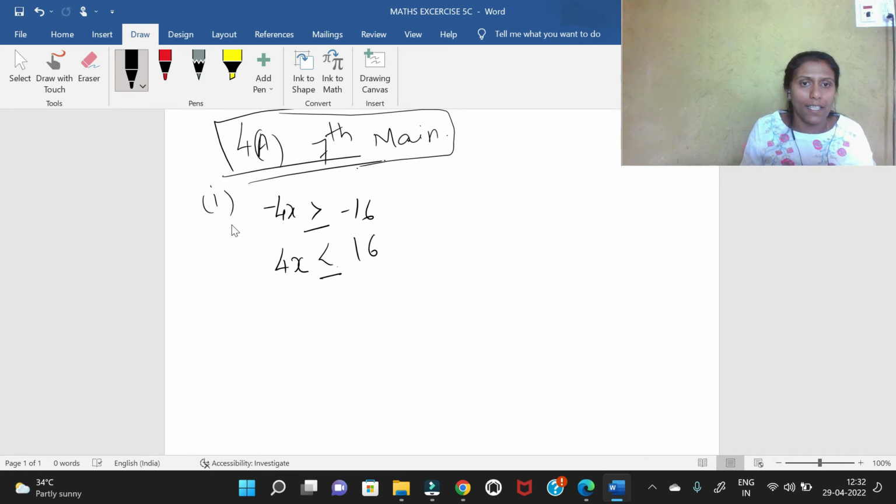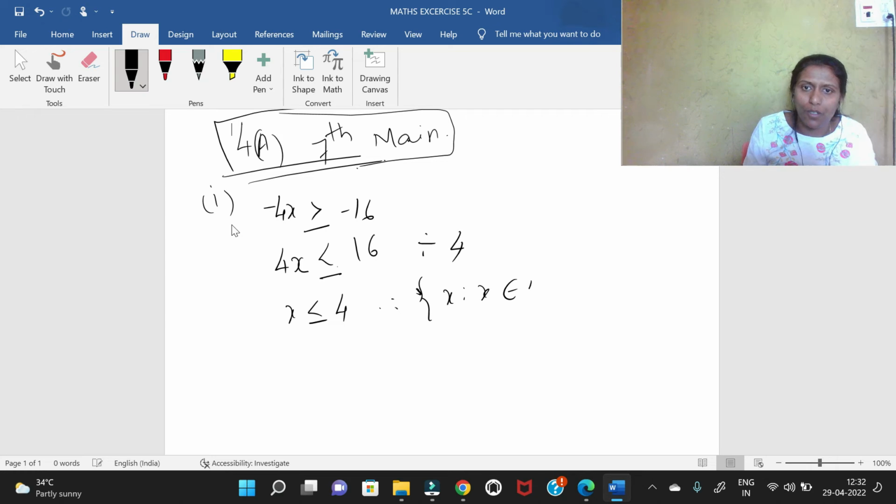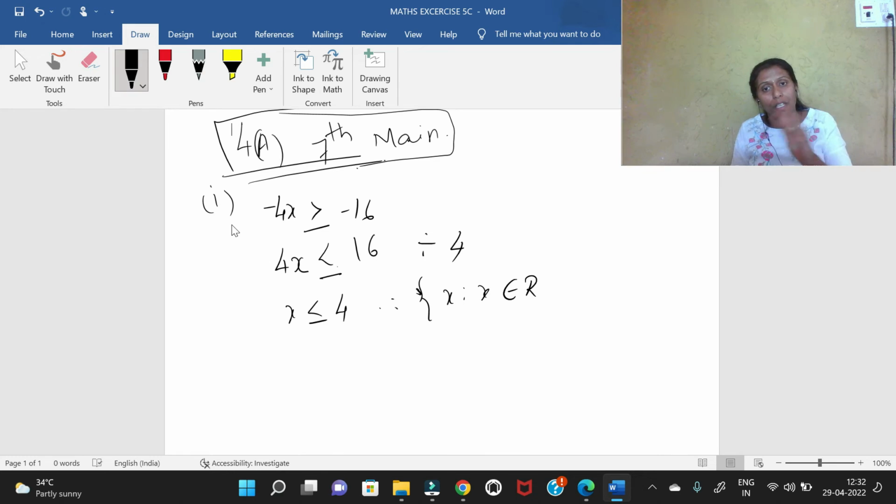If that's the case, you divide it by 4, or you say 4 ones are 4, 4 fours are 16, that's also fine. x less than or equal to 4, and therefore the solution set will be x being a real number, anything lesser than, starting from 0 to 4, including all the real numbers.